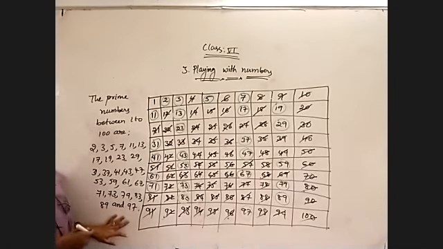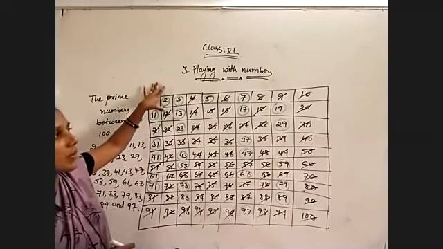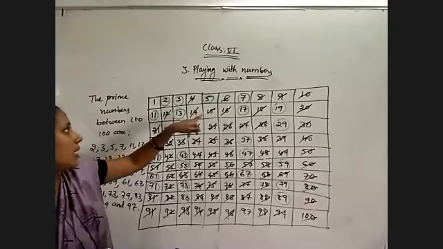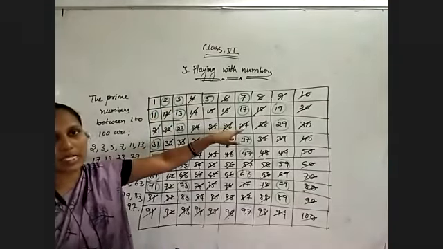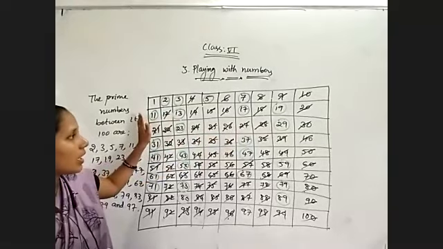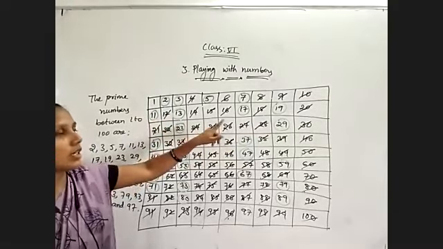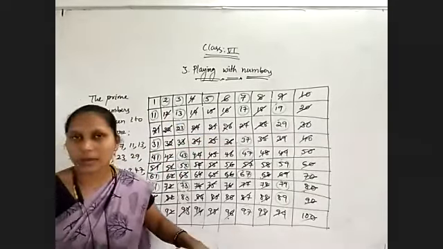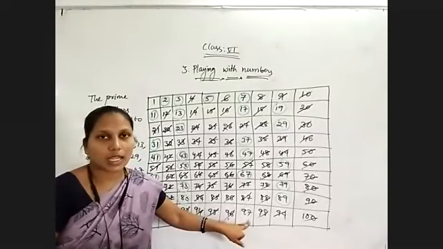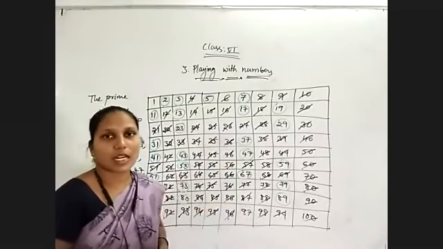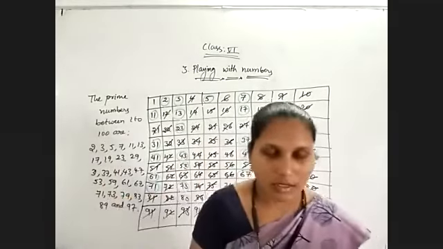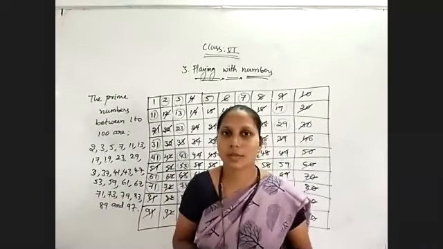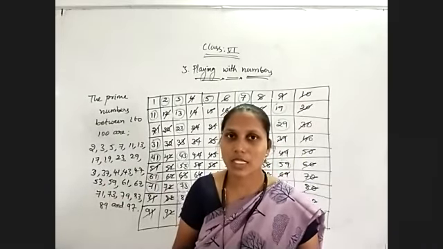And some of the questions they will ask. How many prime numbers are there between 1 to 10? 1, 2, 3, 4 prime numbers are there. And between 11 to 20, 1, 2, 3, 4. Like that they may ask. And 91 to 100, how many prime numbers are there? Only 1. Okay. So this topic we will continue in the next class. Tomorrow we are going to discuss the prime numbers, composite numbers, and related problems.